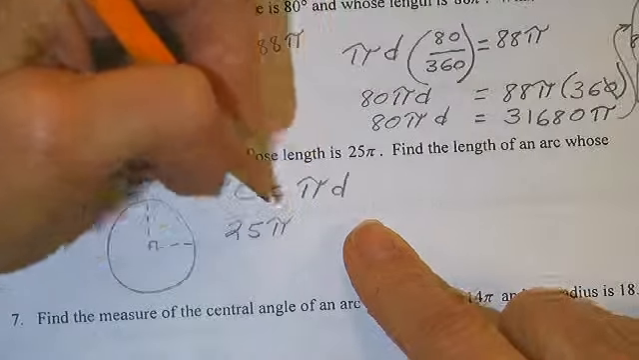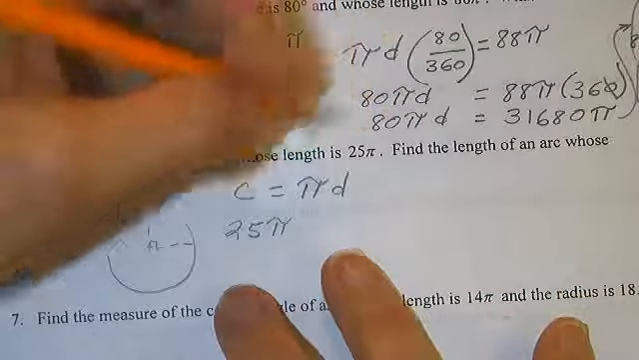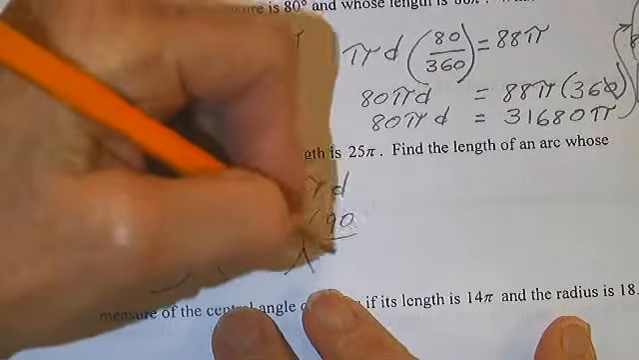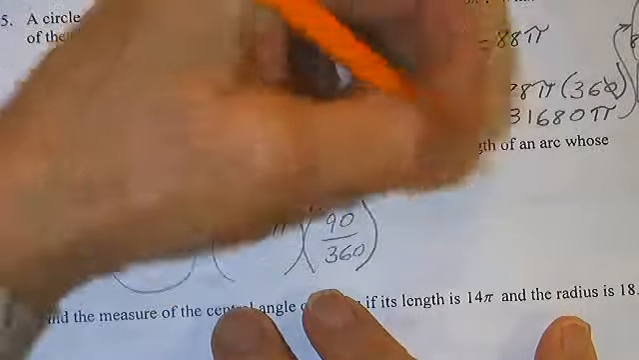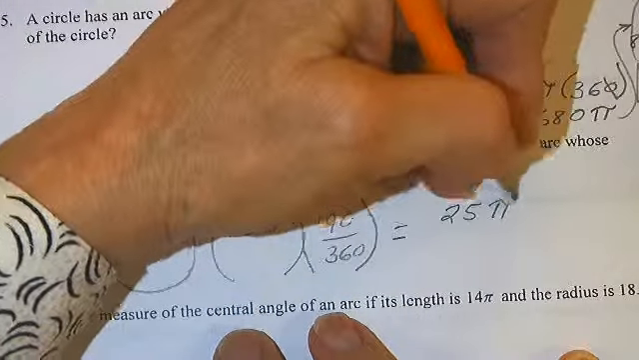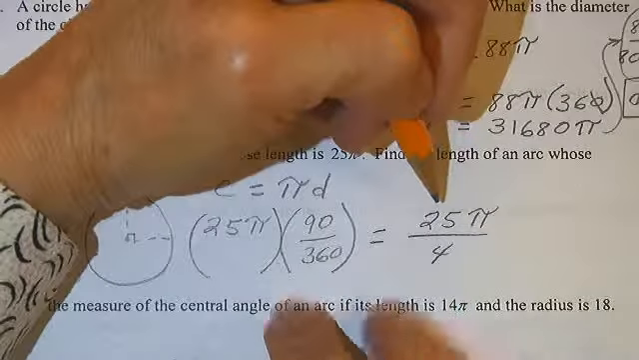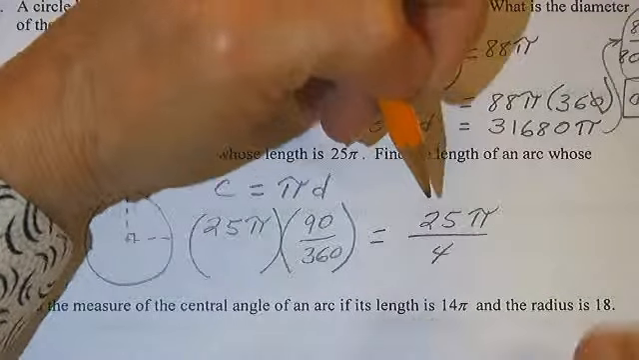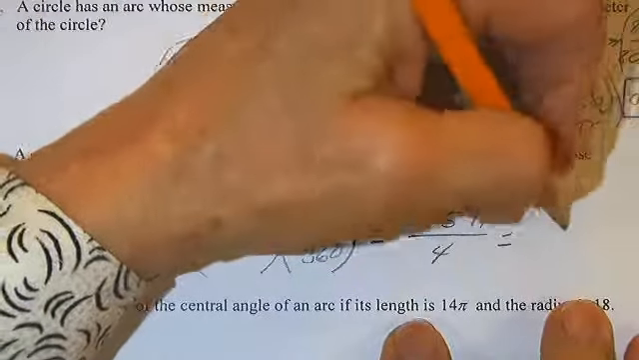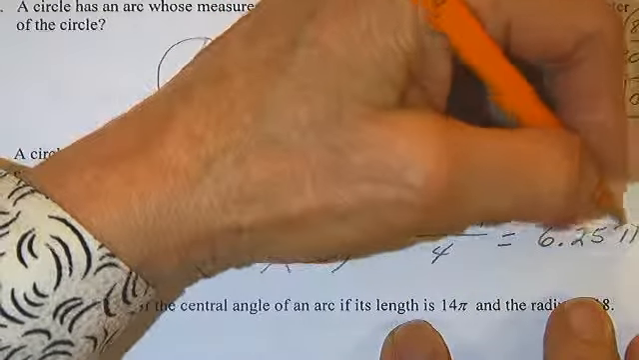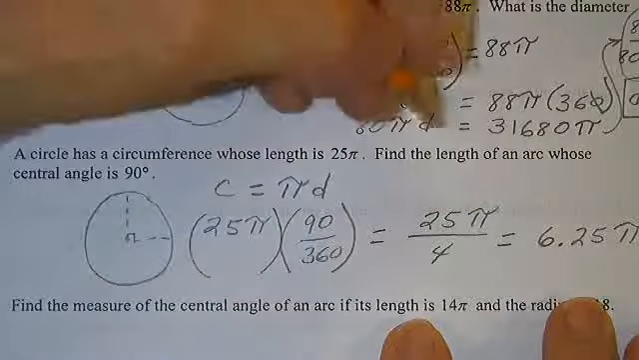25 pi times 90 over 360 is equal to 25 pi divided by 4. And I'm perfectly happy to see an answer like that. But there's those people who would want a fractional equivalent, so 6.25 pi would be the arc.